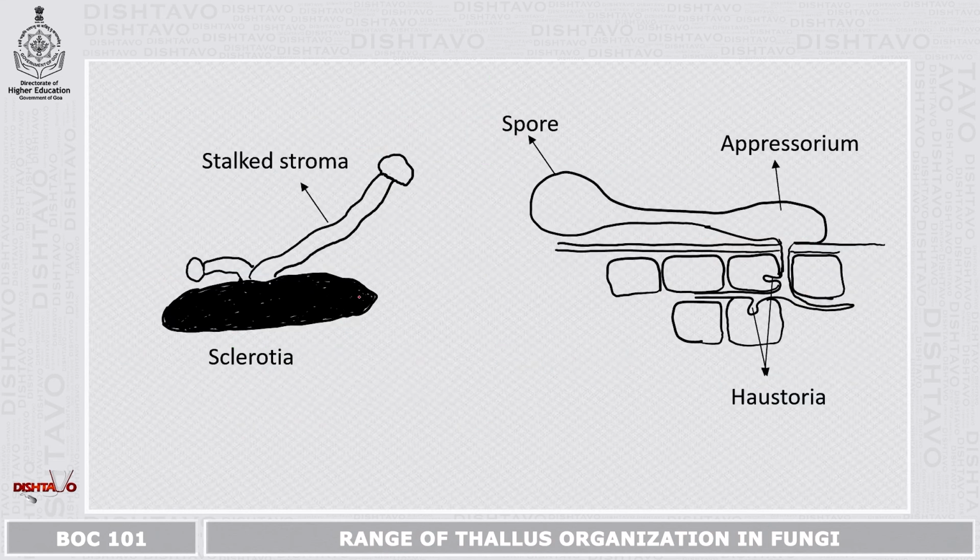So these are sclerotia, and this is the appressorium. Here you can see this is the appressorium, the bulbous structure, and these are the invaginations which are entering into the host cells, called haustoria.